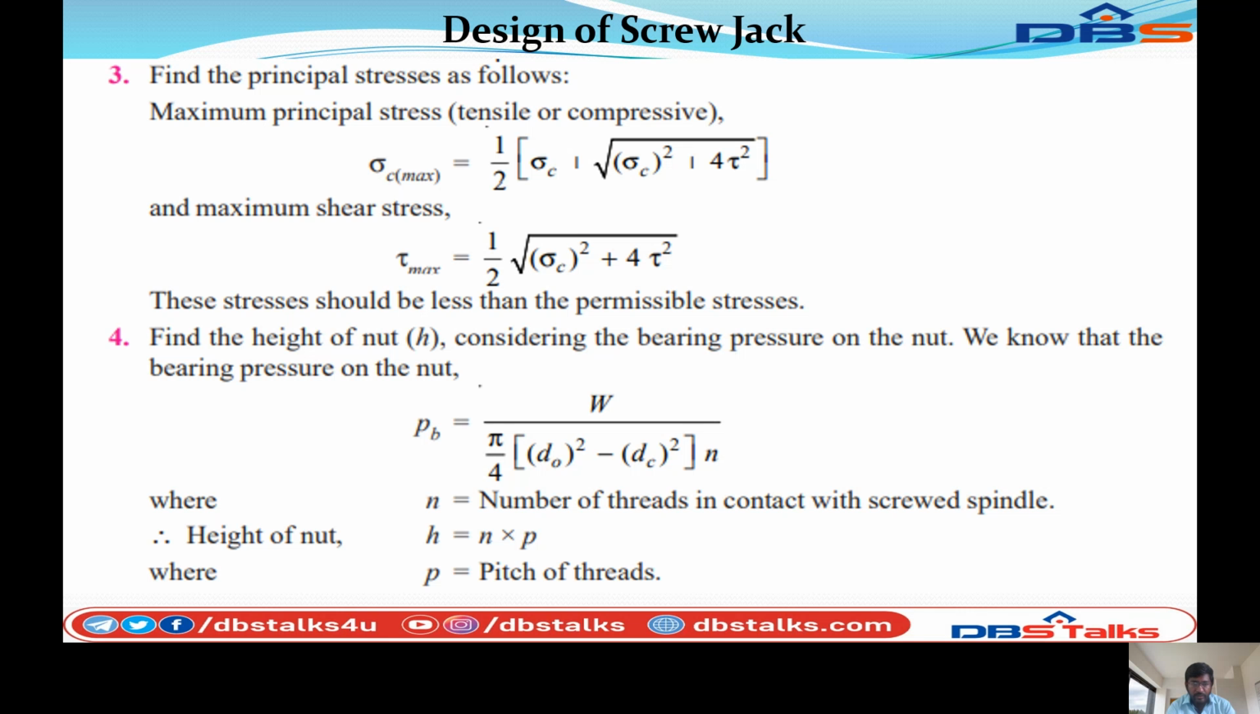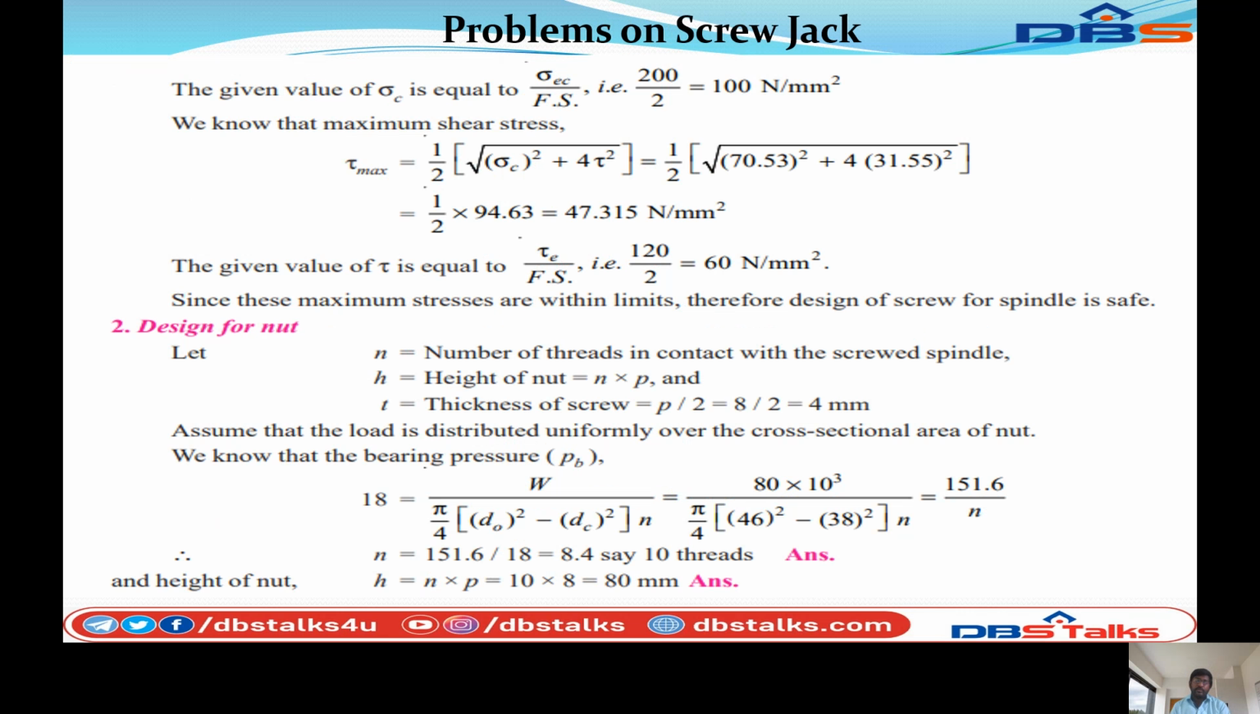So that's how we can create using this formula. So design for the nut. Substitute the values. PB is already given. PB equal to 18 divided by W, 80 into 10 cube by pi by 4 into d naught 46 whole square minus dc 38 whole square into n. So we can calculate the design for the nut. That means n will be calculated.